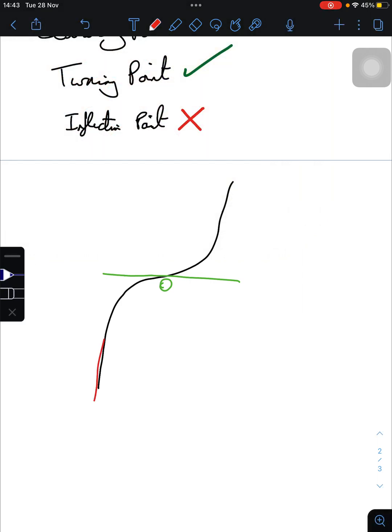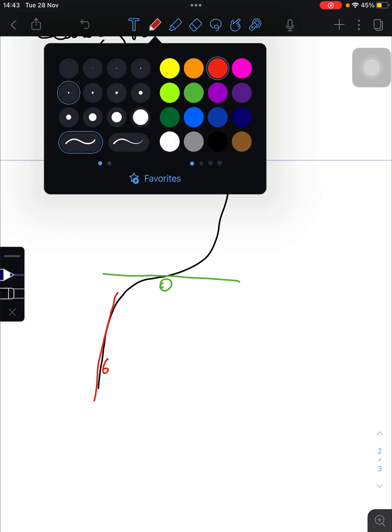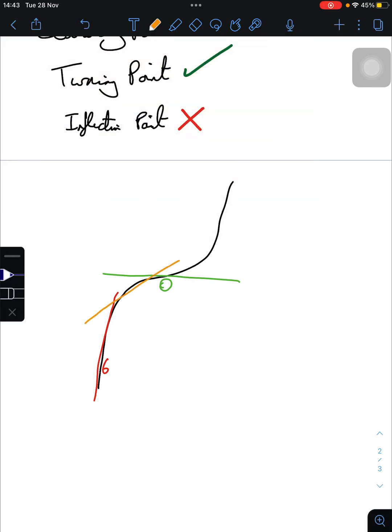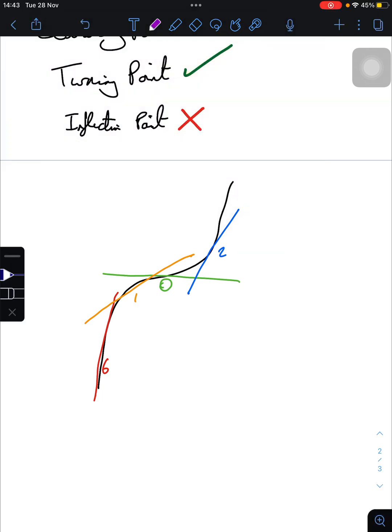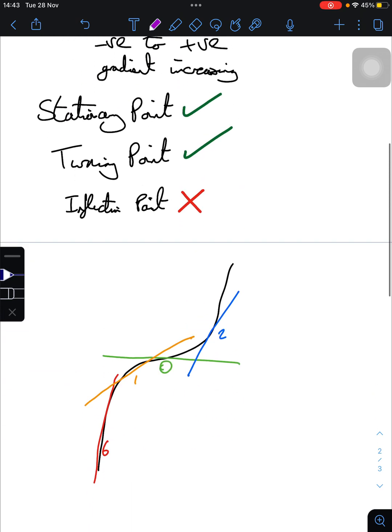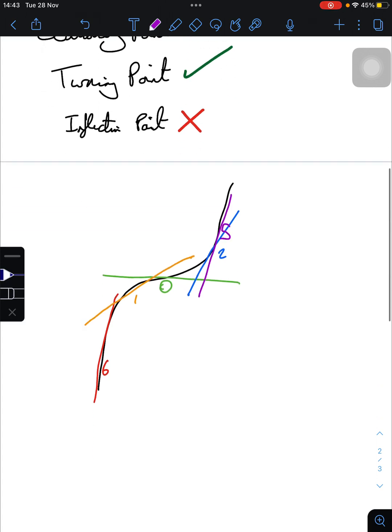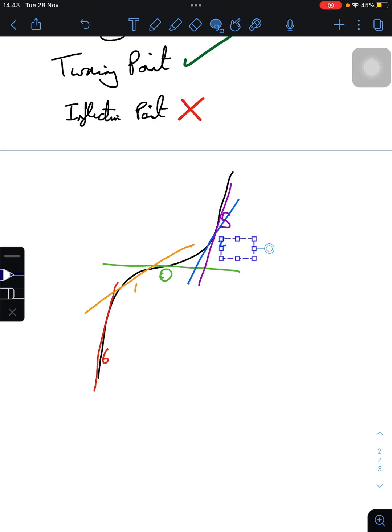So let's start with our reds. So this line here might have gradient 6. Let's draw another one, an orange line. This line here might have gradient 1. And then let's go for our blues and purples. This line here might have gradient 2. And then finally, I think we finished on purple last time. Let's say that this one here is gradient 5 or something like that. And so it's increasing throughout the period of this curve.